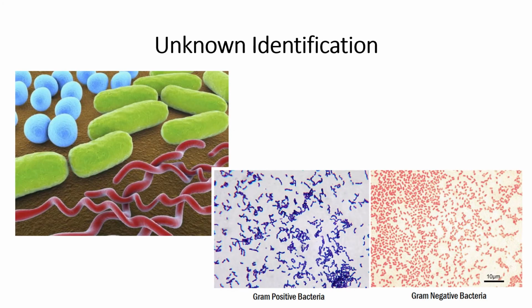When identifying unknown bacteria, the first thing you do is a gram stain, and this helps you identify the shape of the bacteria and the gram reaction. In doing so, this allows you to eliminate different options and focus in on one set of potential identities.